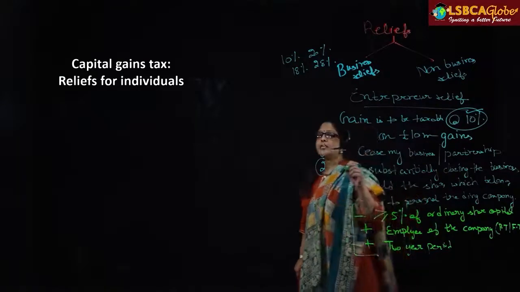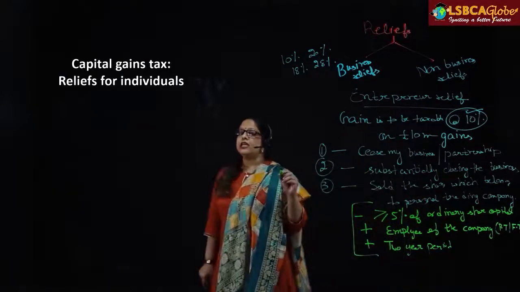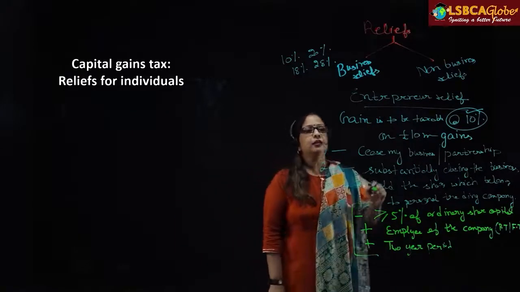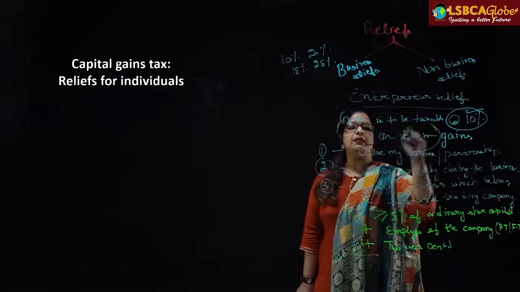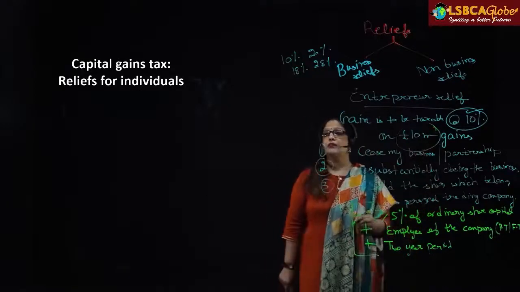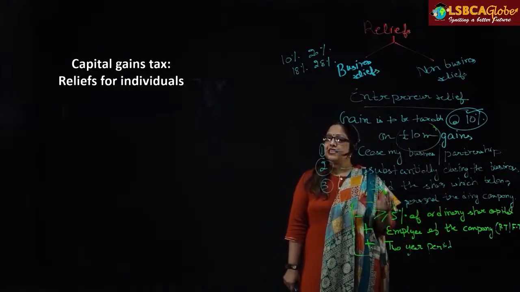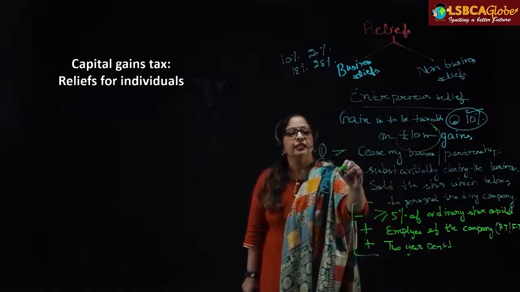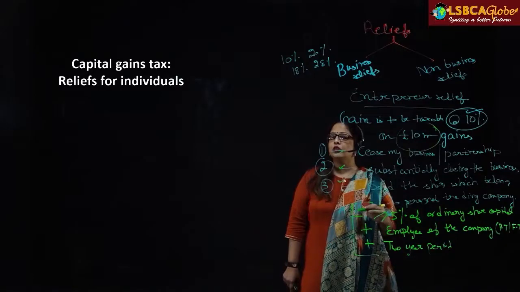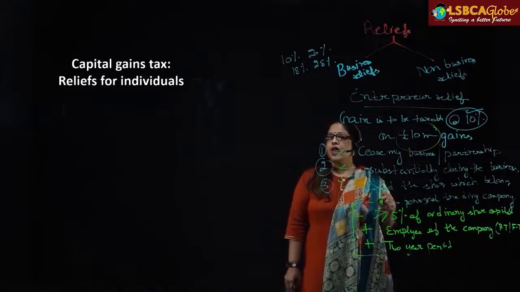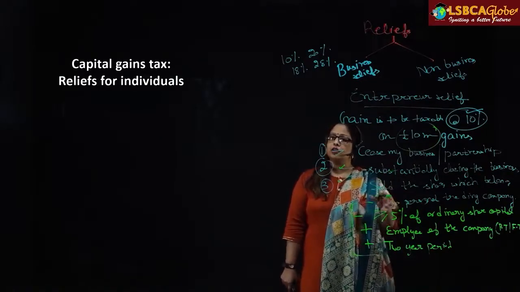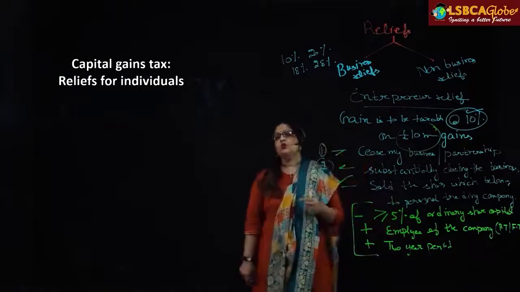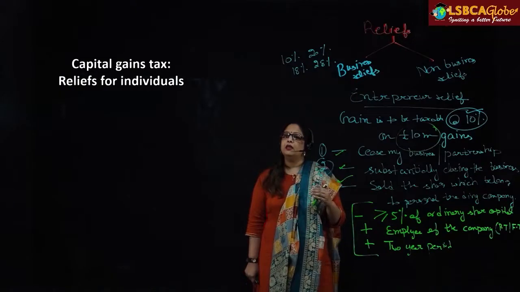Then on the first 10 million of gains, the gain is going to be taxable at the rate of 10%. And this 10 million limit is a lifetime limit. It means every time you are using any of these, this 10 million limit is diminishing, and once the 10 million limit is over, you cannot use this 10 million limit again.